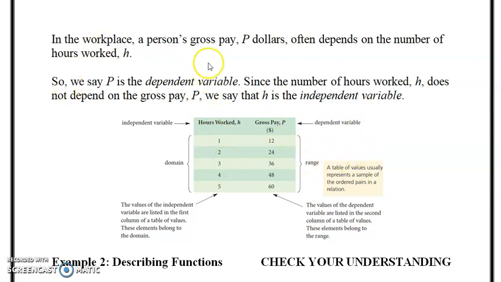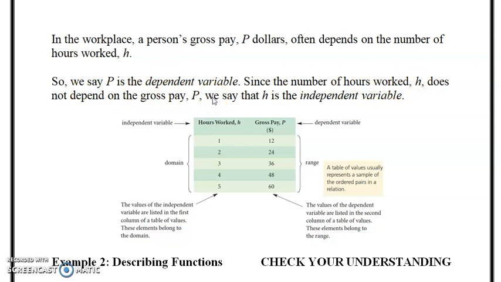So here we're going to look at what's called independent and dependent variables. In this particular case, usually we'll put a variable on that. So a person's gross pay, and they're just using P as pay in dollars, often depends on the number of hours worked. For the number of hours worked, we usually use N or H, obviously we're working with hours. So we say P is a dependent variable since the number of hours worked, H, does not depend on gross pay, right? So your pay depends on your hours of work.